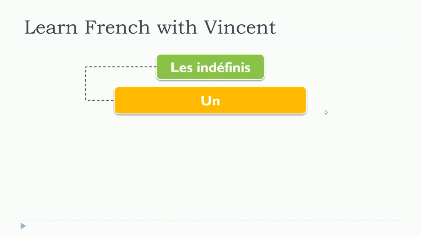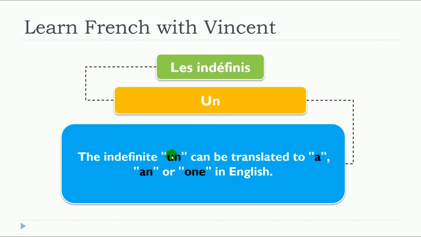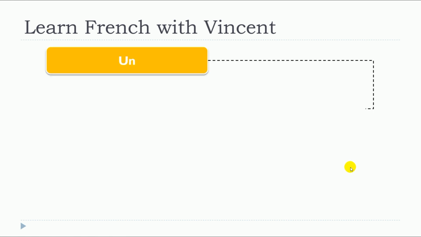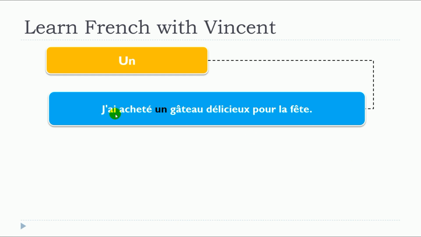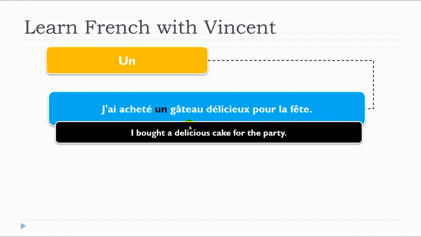So in this lesson, we will see un, and the indefinite un can be translated to a, an, or one in English. And so we will see 4 examples with un. J'ai acheté un gâteau délicieux pour la fête.